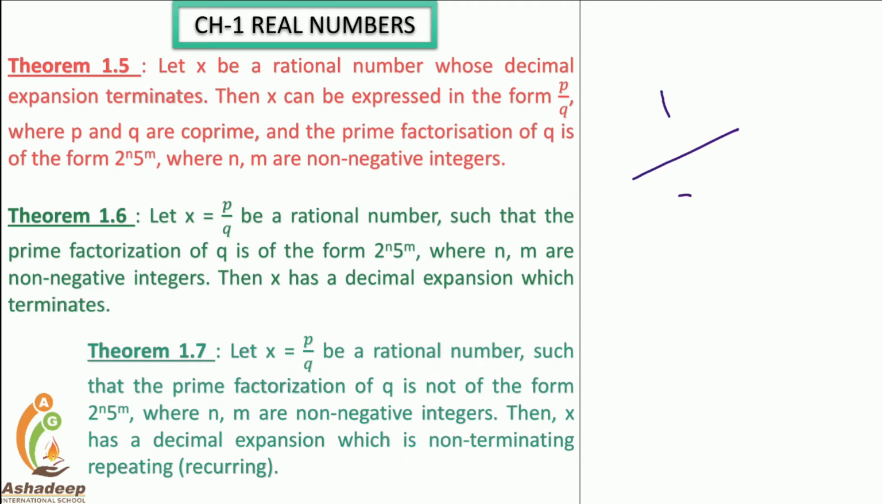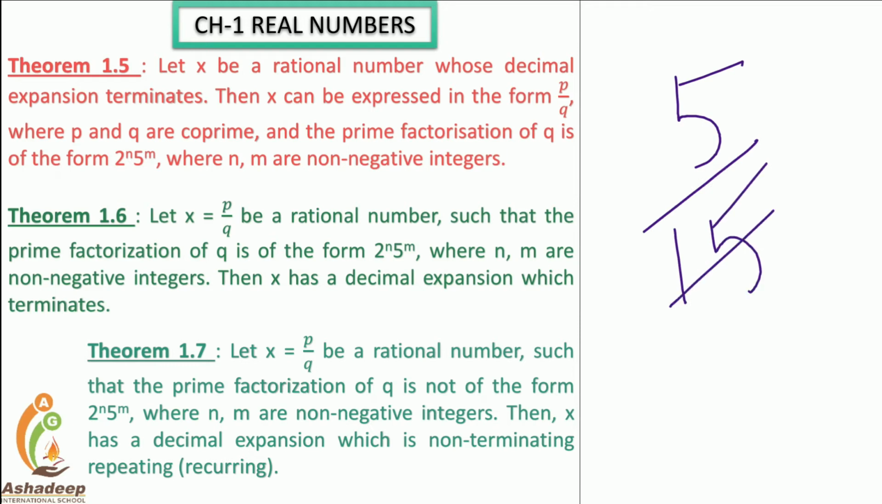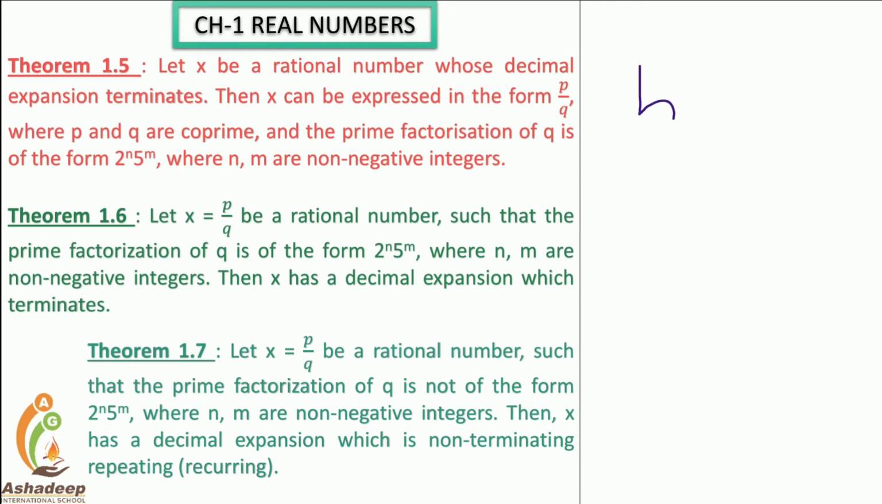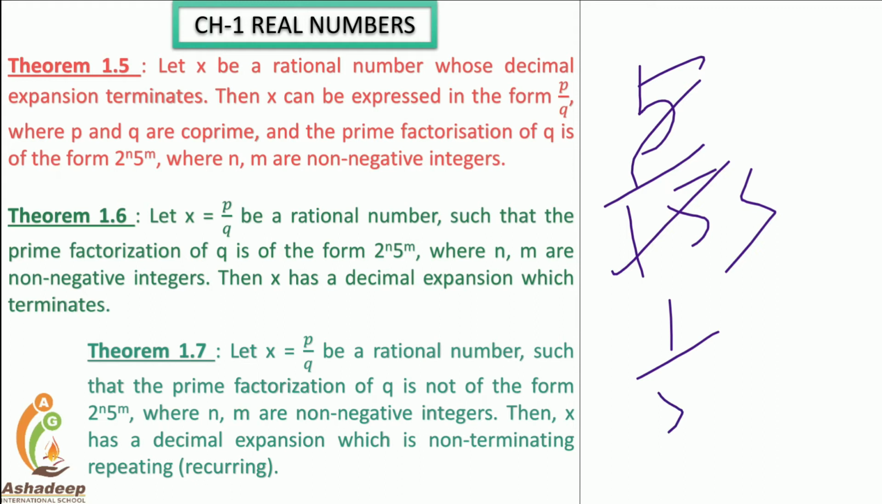Another example: 5 upon 15. You can see 15 as 5 multiplied by 3. So in the denominator there is a 3, which is a number other than 5 and 2. If the denominator has a number other than 5 and 2, then the term, 5 divided by 15, if you cut it down, is 1 upon 3.